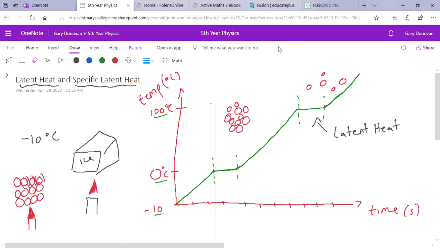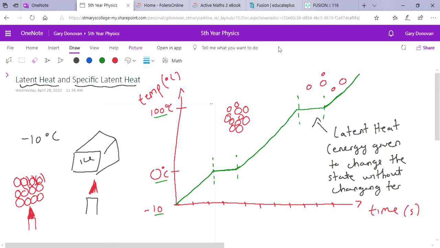Now latent heat is basically the energy given or required to change the state without changing the temperature. And that's the important thing: it's changing state without changing temperature. You'll definitely need to remember that when we do some questions. So here we have two sections where latent heat is being supplied.